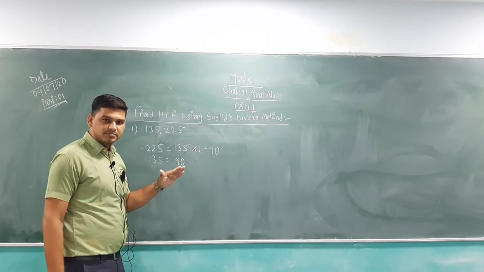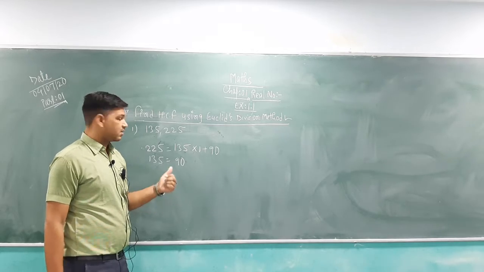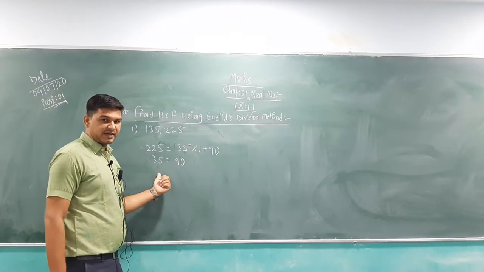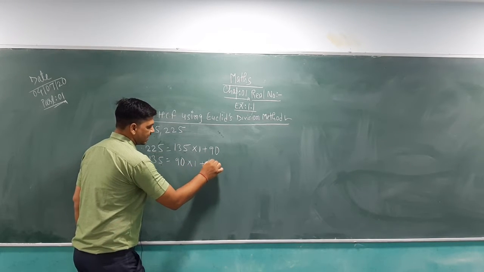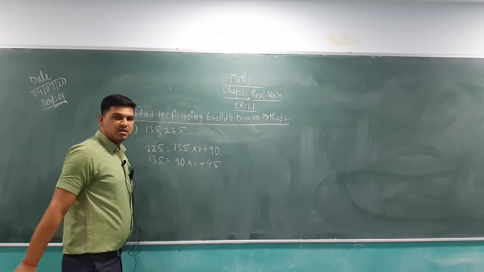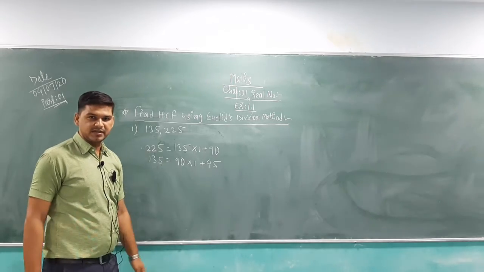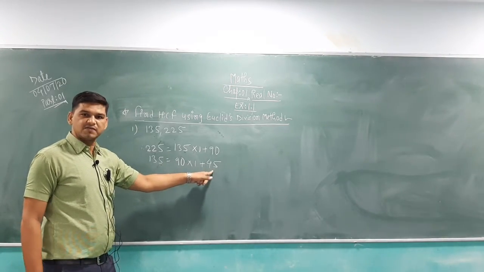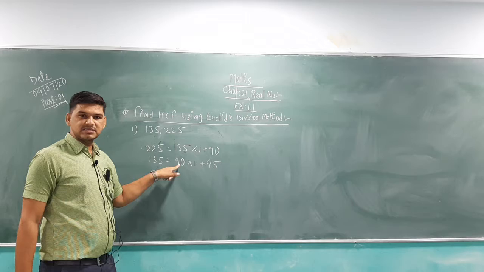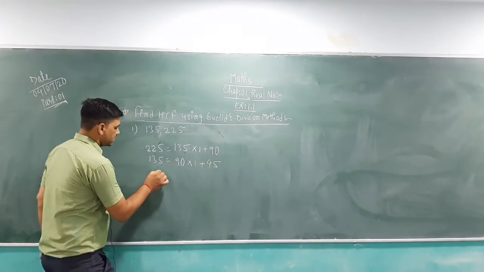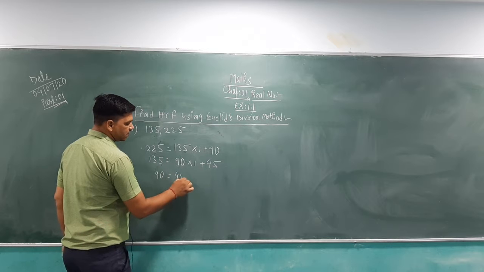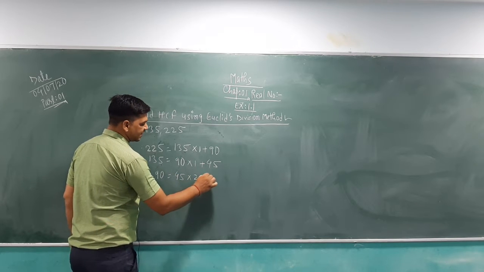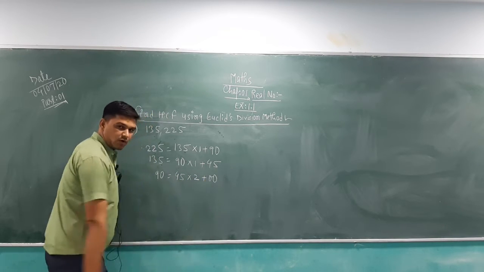90 ones are 90. 90 twos are 180, which is larger than 135, so we multiply by 1. 90 ones are 90 plus 45. So the remainder is 45. Now the next step is to apply it with 90. So 90 equals 45 into 2, and the remainder is 0.